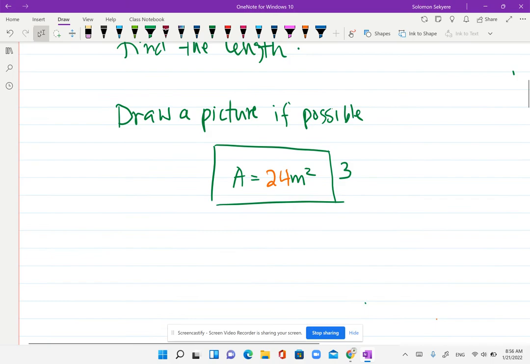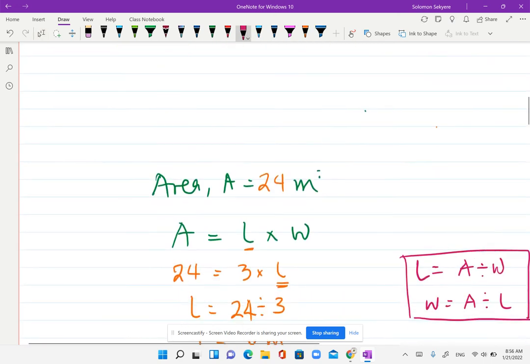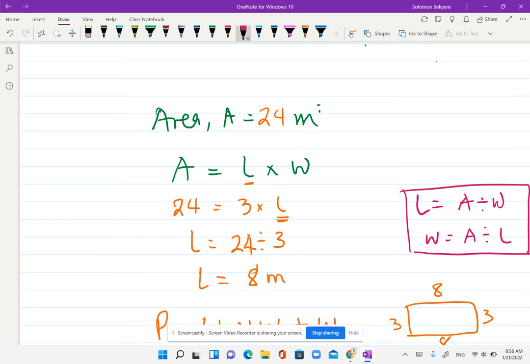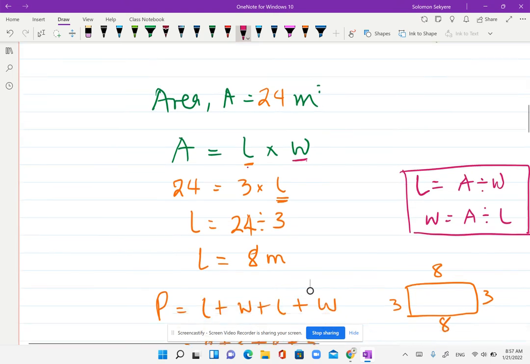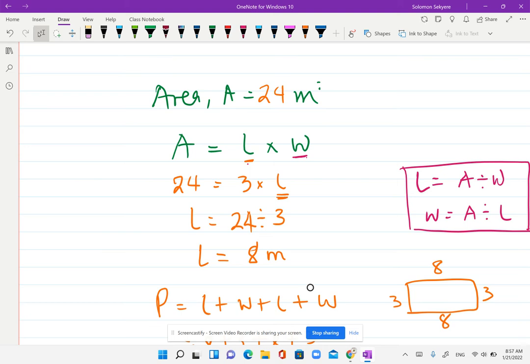Draw a picture. This is the rectangle. We know the width, we don't know the length. But we all know area is length times width. The area is 24, the width is 3, so 3 times the length, which we don't know, equals 24. If you're told that 3 times a box equals 24, how do you find this box?